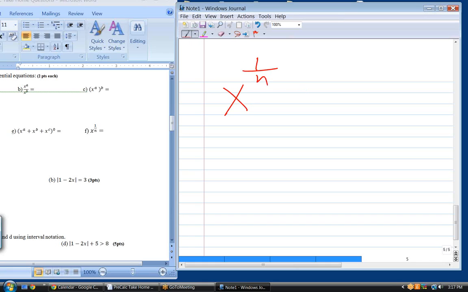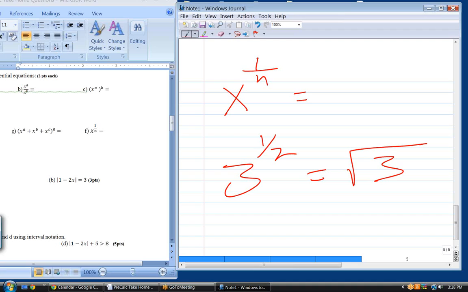What does a fractional exponent mean? A fraction of an exponent? No, this is a fractional exponent. In other words, it's not an integer. It's a fraction. Say I had 3 to the 1/2. What would that mean? 3/2? No. The denominator is the root. So that would be the square root of 3.